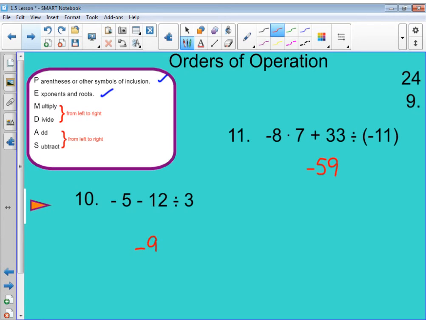Okay, you should have gotten -9 for number 10 and -59 for number 11. If you didn't get those, check with myself or check with somebody else to compare work to see why you didn't get those answers.